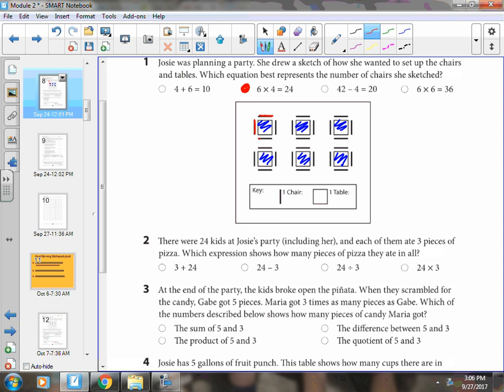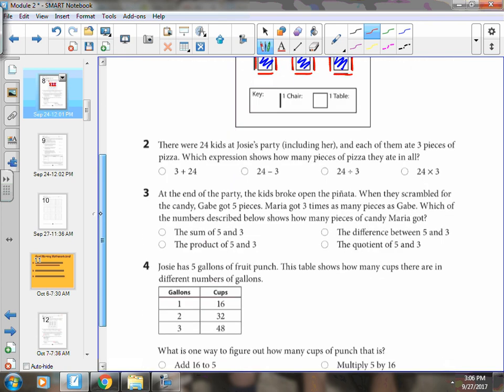1, 2, 3, 4, 5, 6, 7, 8, 9, 10, 11, 12, 13, 14, 15, 16, 17, 18, 19, 20, 21, 22, 23, 24. Yep, 6 tables times 4 chairs at each table, 24 chairs.